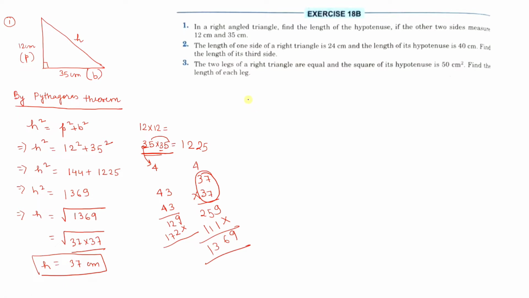Number 2. The length of one side of a right angle triangle is 24 centimeter, and the length of its hypotenuse is given as 40 centimeter, and you have to find the length of the third side. So let us take it as x. This one is hypotenuse. Okay, no need to take it as x, write it as p, because this one is perpendicular, and write down this as base.